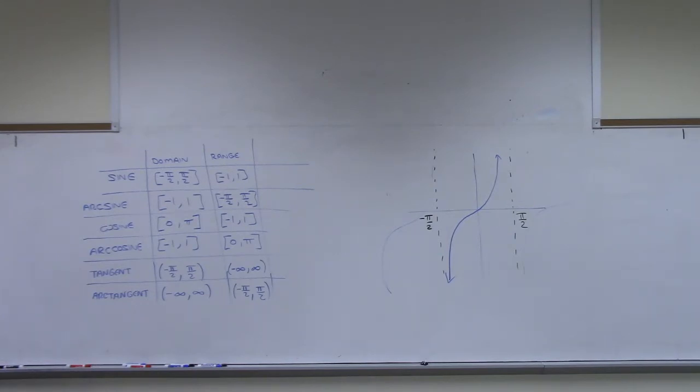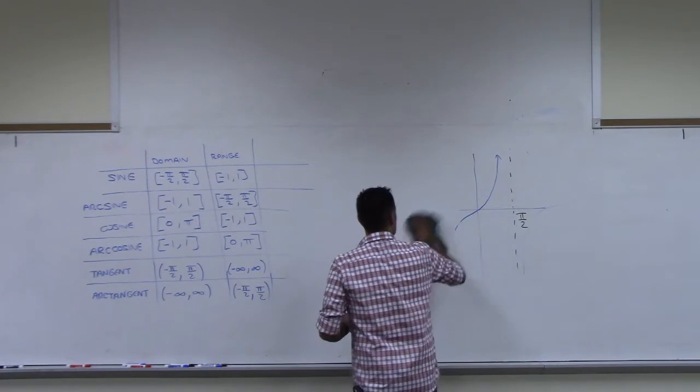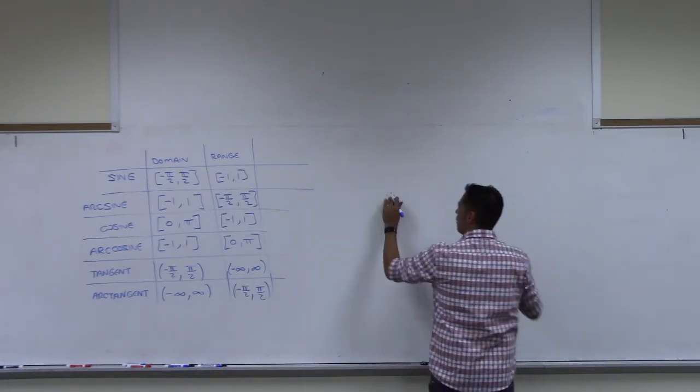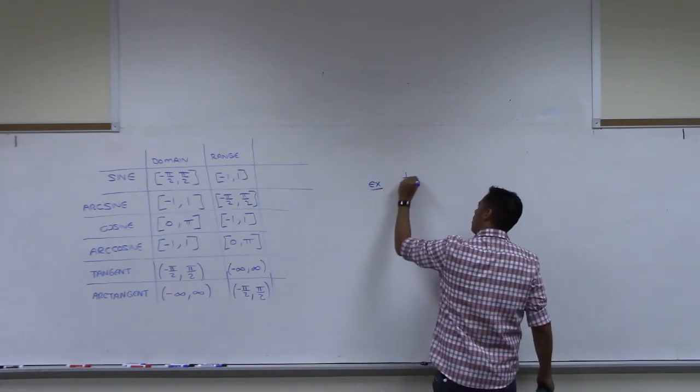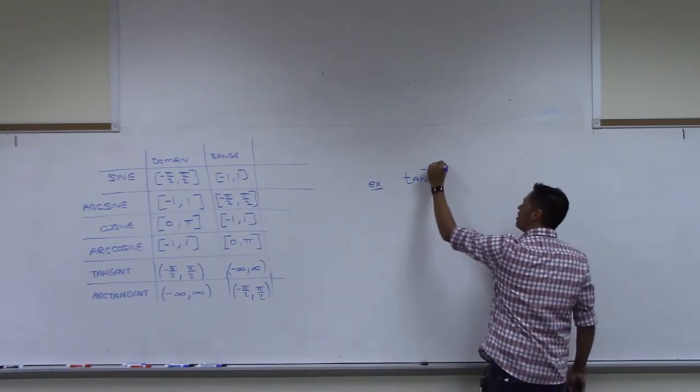Maybe we should try one of these arc tangents. I think we should. Let's do an example of an arc tangent. This is the notation for arc tangent. What is arc tangent of 1?